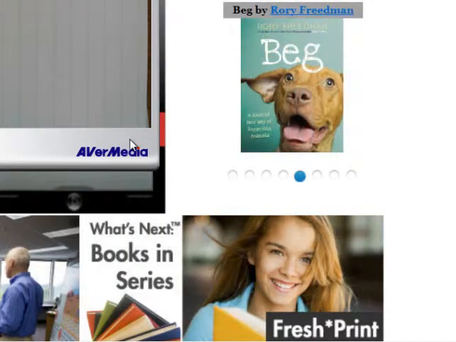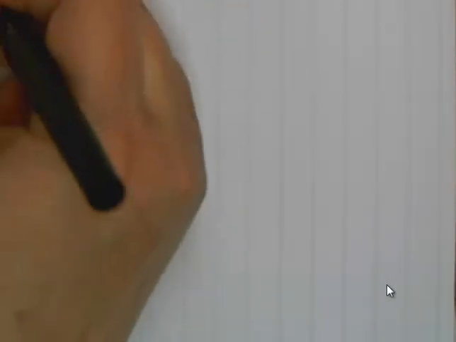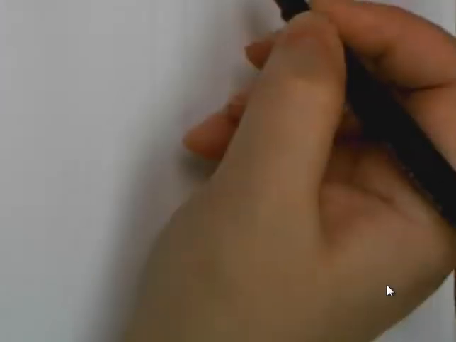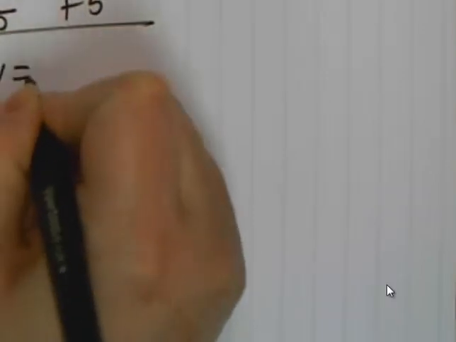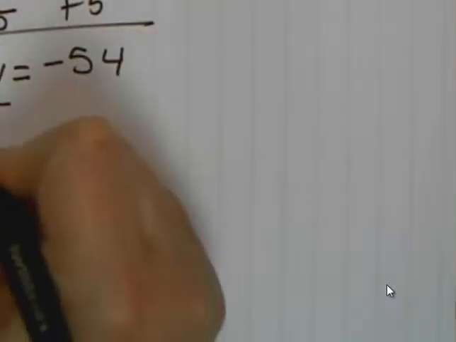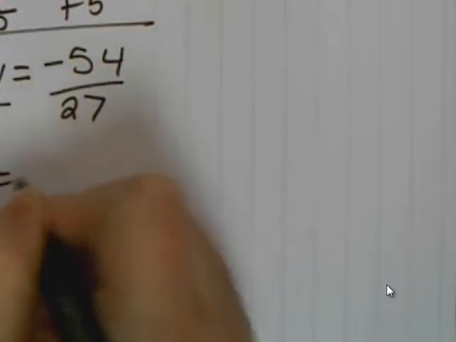Okay, go ahead and hit pause. So this is going to be 12y plus 15y minus 5 equals negative 59. Add these two together. 12y plus 15y is 27y. Minus 5 is negative 59. Going to add 5 to both sides. 27y is negative 54. And divide by 27, and y equals negative 2.